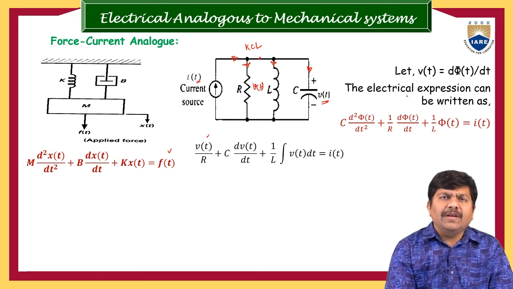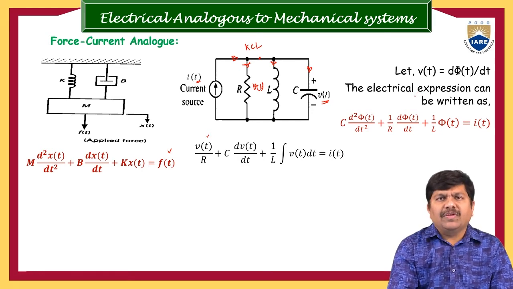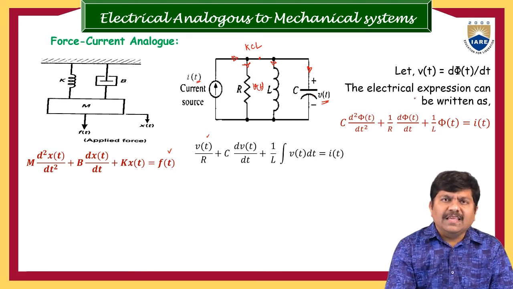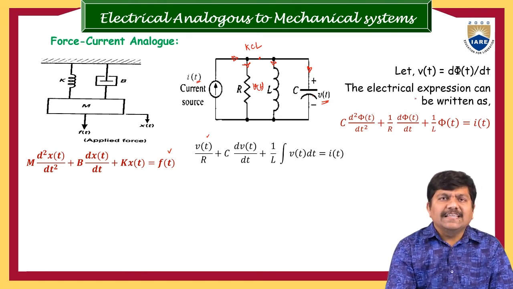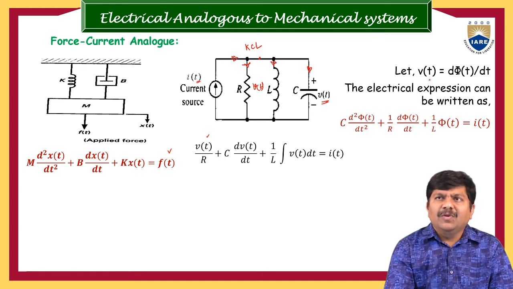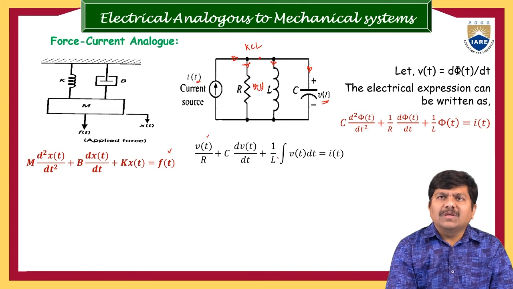What is this d phi by dt? Voltage is the rate of change of flux linkages. Rate of change of flux linkages means N into d phi by dt. If the number of turns N is assumed as 1, then the voltage V of t is equal to d phi by dt. So just use this formula and substitute here.